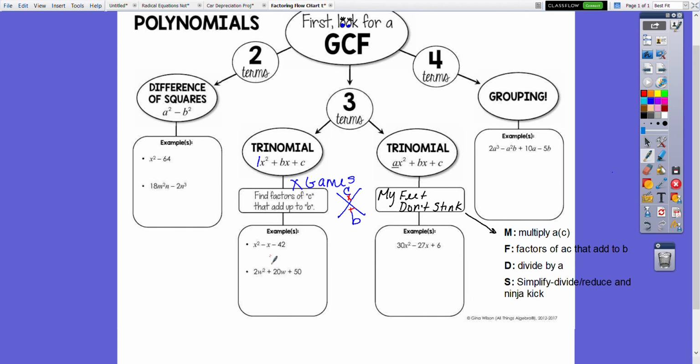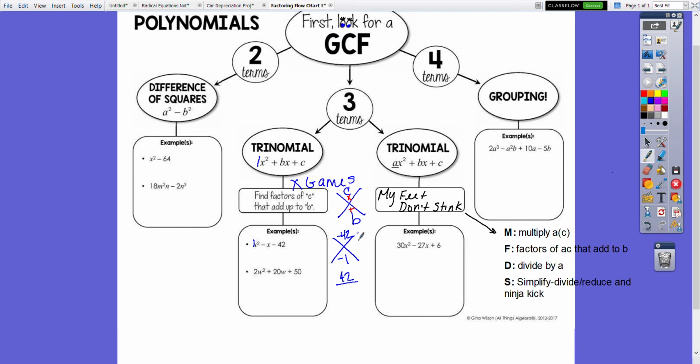x squared minus x minus 42. So I'm looking at this. I don't have a number in front and I have no GCF. So I have my invisible 1. So all I'm going to do is play x games. Numbers that multiply to C, well, C is negative 42, so that goes on the top, and adds to negative 1. Now we just need to figure out numbers that multiply to negative 42 and add to negative 1. We know because this is negative right here at the end that we're going to have one of each sign, and because what's on the bottom is negative, it means our bigger number is going to be negative.